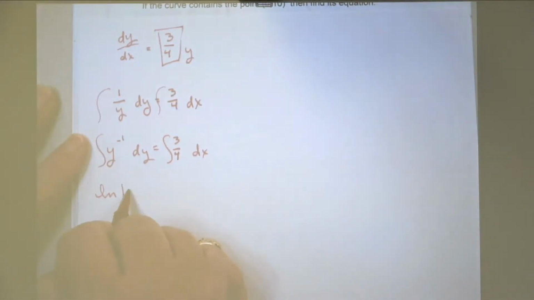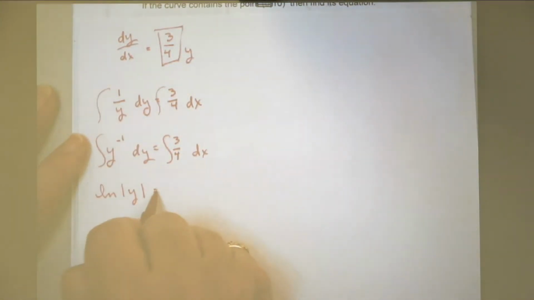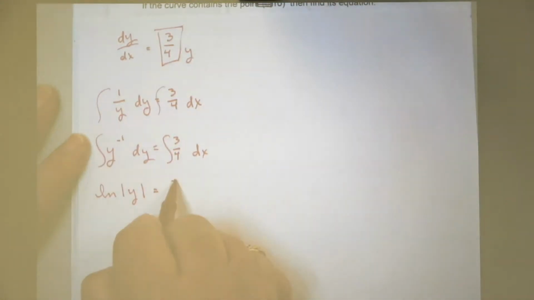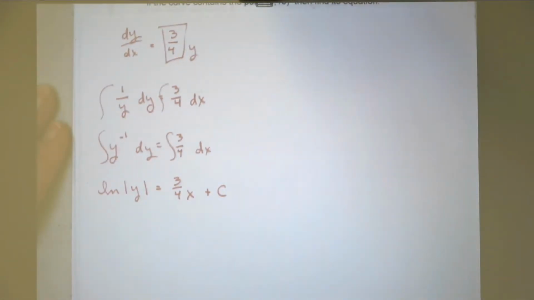All right, well, the antiderivative of 1 over y is ln y. And the antiderivative of 3/4 is going to be 3/4 x. Remember, it's just a constant. And then we add our constant of integration to this side of the equation. So we have ln absolute value y is 3/4 x plus c. Everybody good there?